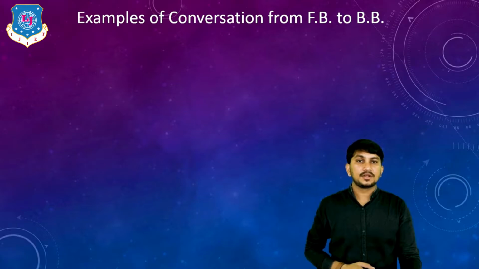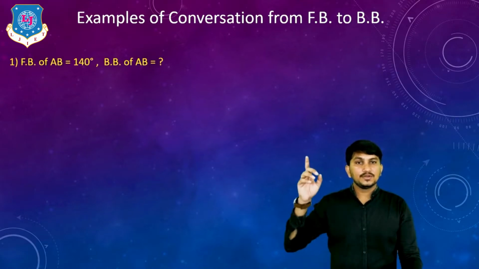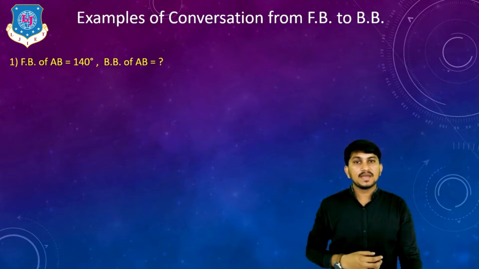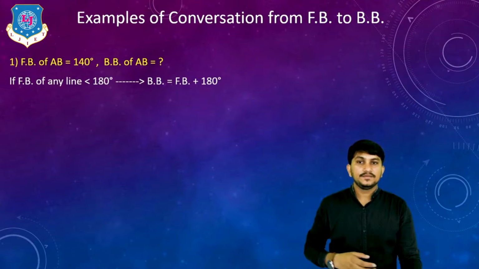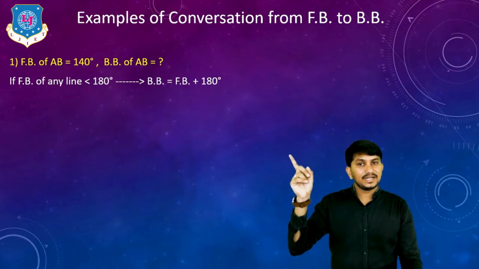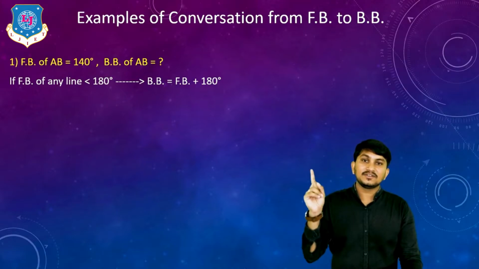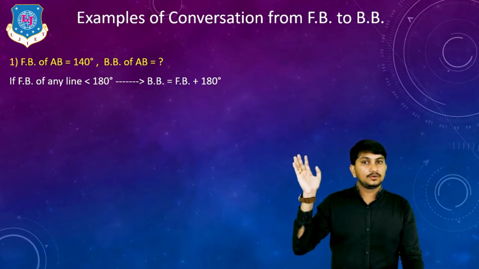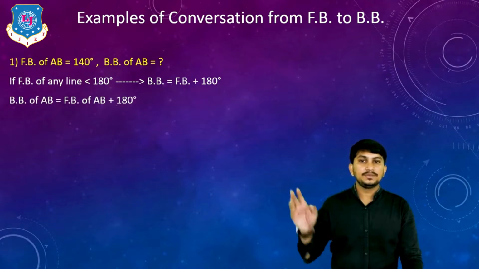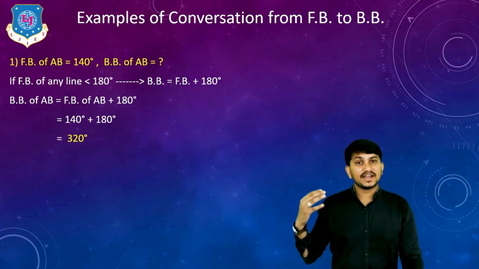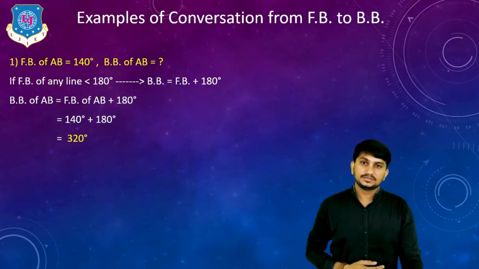This is the example of conversion from fore bearing to back bearing. Suppose the fore bearing of a line is 140 degrees. What will be the back bearing of that line? If the fore bearing of the line is less than 180 degrees, back bearing is equal to fore bearing plus 180 degrees. Here fore bearing is equal to 140 degrees, which is less than 180 degrees. So back bearing is equal to fore bearing plus 180 degrees. So BB of AB is equal to FB of AB plus 180 degrees. 140 plus 180 degrees is 320 degrees. This is how we can find back bearing from the fore bearing.